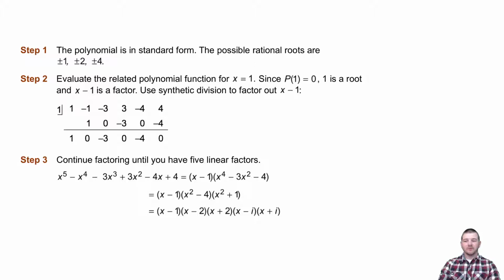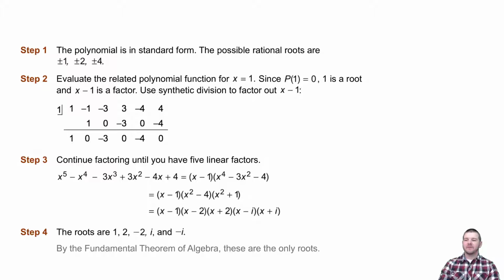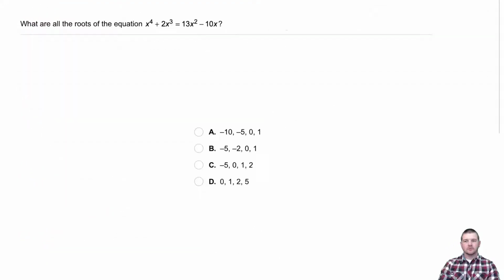And these binomials can be further factored, x squared minus 4 being a difference of squares, and x squared plus 1 being factorable as x minus i times x plus i. Our completely factored form, x minus 1 times x minus 2 times x plus 2 times x minus i times x plus i, reveals 5 roots. Step 4. The roots are 1, 2, negative 2, i, and negative i. By the fundamental theorem of algebra, these are the only roots.